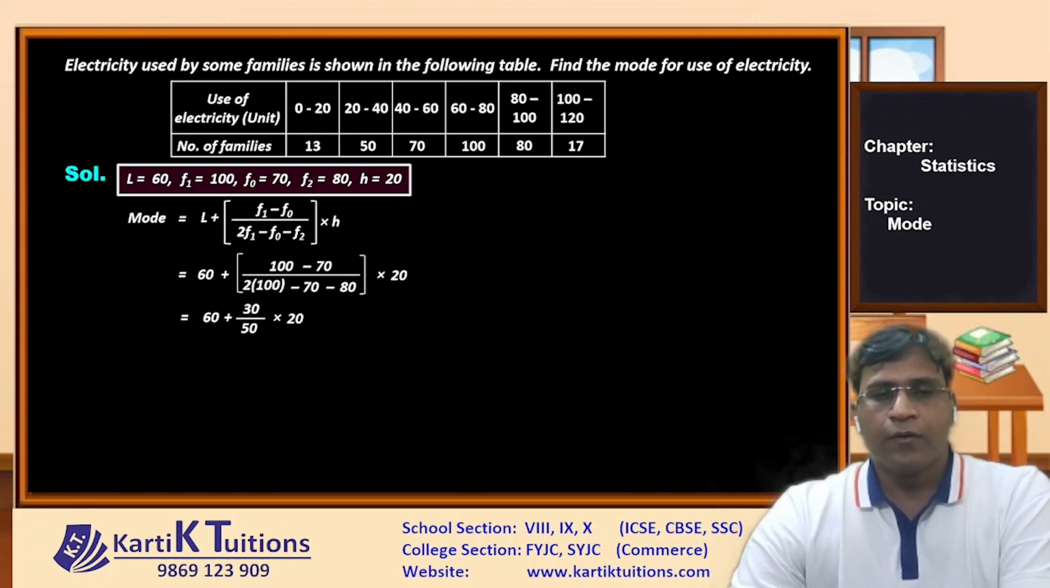Now first 30 upon 50, one zero from each will get cancelled, and 5 fours are... So basically it is 3 into 4 which will give us 12. So it is 60 plus 12 which will give us 72.